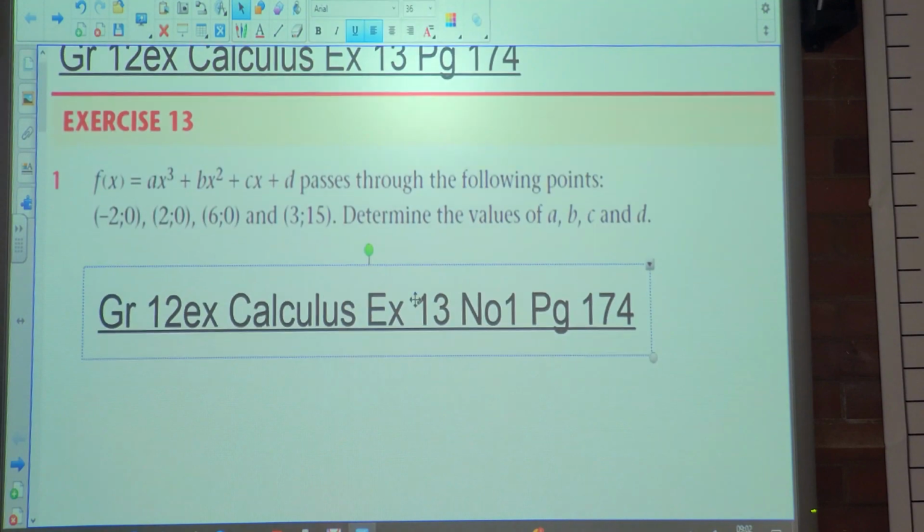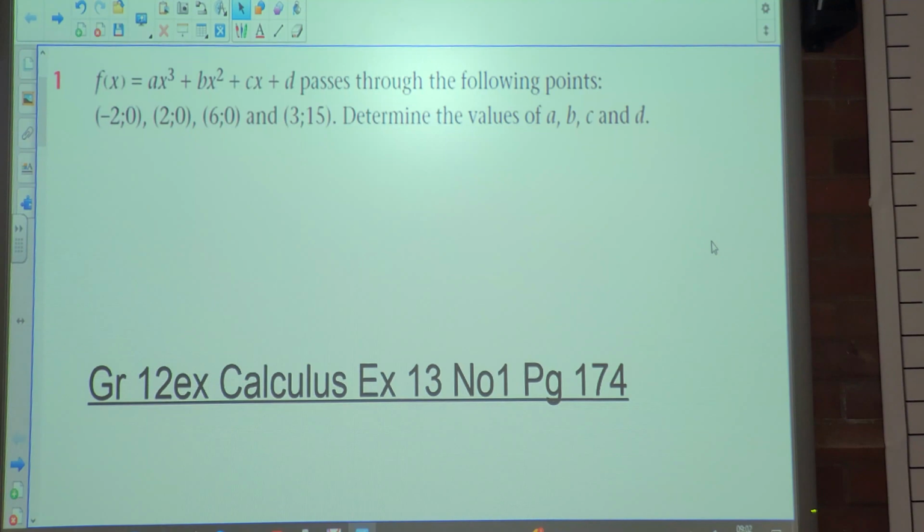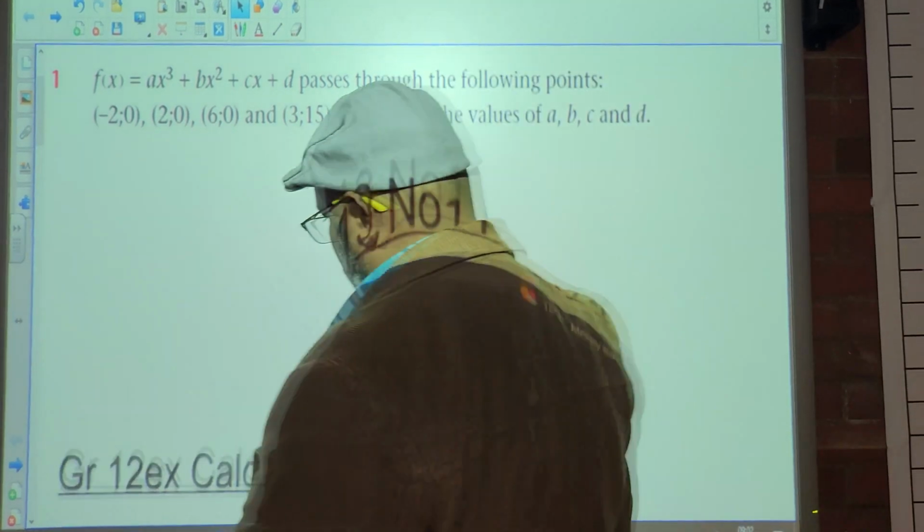So here, in number 1, we are told that f of x is equal to ax cubed plus bx squared plus cx plus d. And it passes through the points negative 2 and 0, 2 and 0, 6 and 0, as well as 3 and 15. The question says determine the values of a, b, c, and of course d.